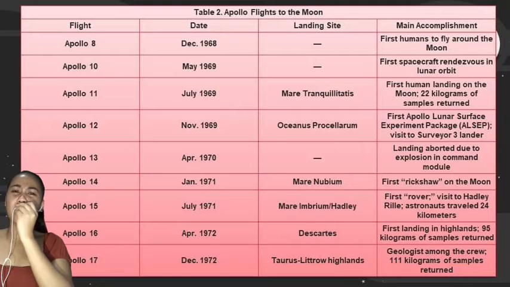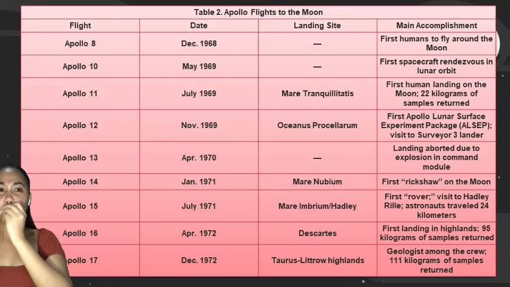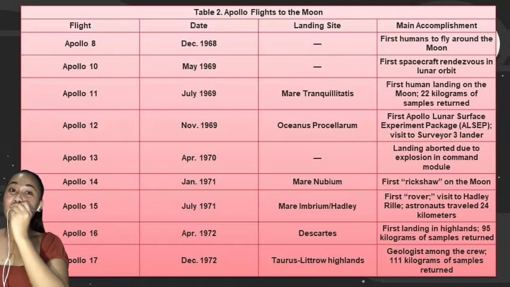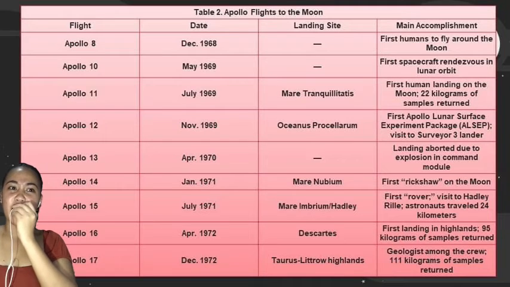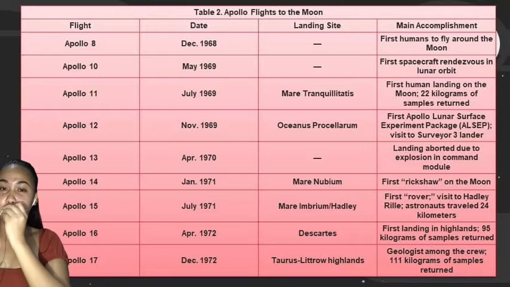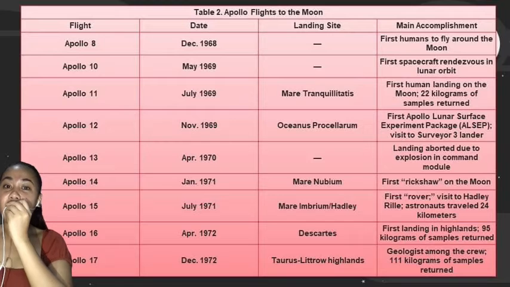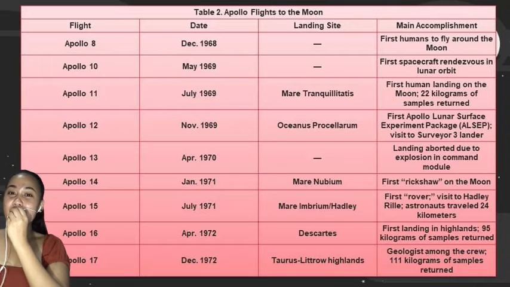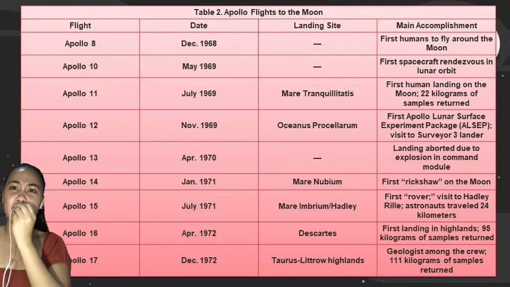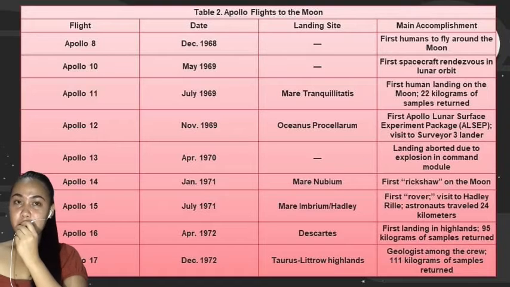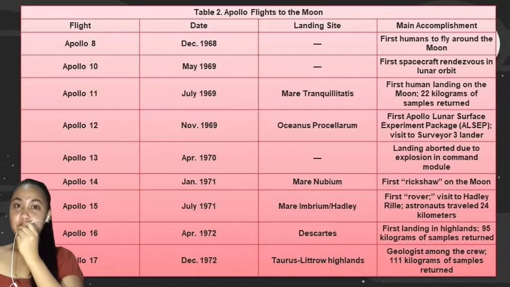Okay, so the level of scientific exploration also increased with each mission as the astronauts spent longer times on the moon and carried more elaborate equipment. And finally, on the last Apollo landing, NASA included one scientist, a geologist and later US Senator, Jack Smith. Okay, here in our Table 2, which is Apollo flights to the moon.